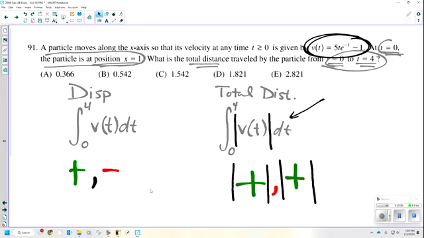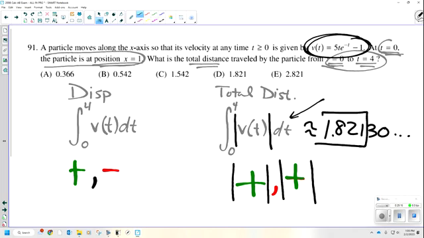1.82130. Okay, let's do this. That is approximately 1.82130, yada, yada, yada. Around that, to 3 decimal places, 1.821, choice D. Okay? The explanation was just to give you an understanding of displacement versus total distance. I can integrate velocity for both, but total distance needs the absolute value.